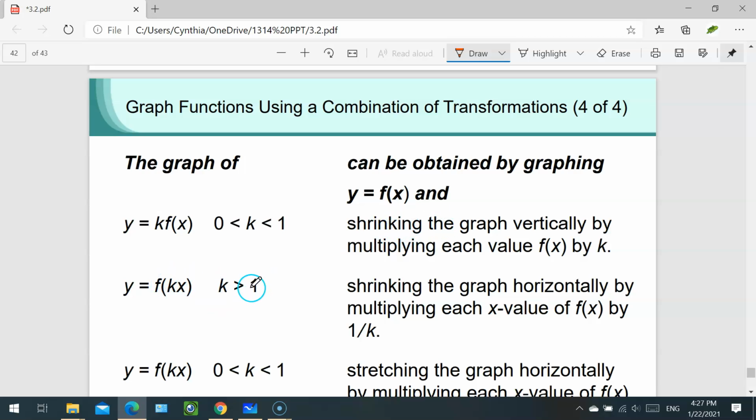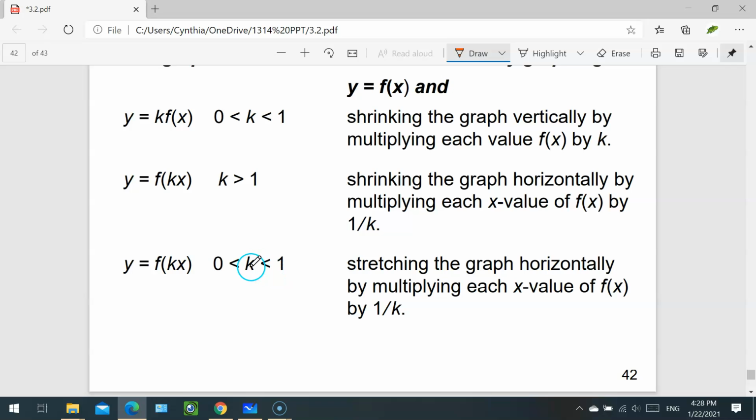When k is greater than 1 and multiplied to the inside, you will have a horizontal shrinking. And when k is between 0 and 1 and multiplied to the inside of the function, you will have a horizontal stretching.